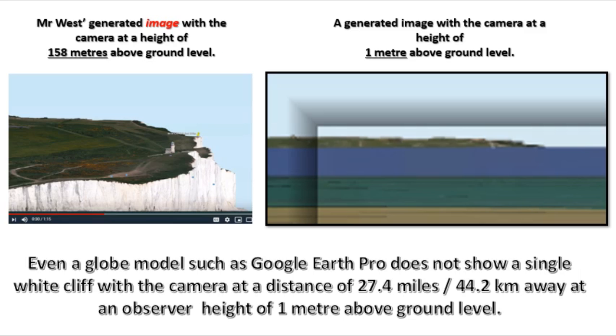Here the image is expanded. Mr. West's generated image with the camera at a height of 158 meters above ground level, and generated image with the camera at a height of 1 meter above ground level. Even a globe model such as Google Earth Pro does not show a single white cliff with the camera at a distance of 27.4 miles, 44.2 kilometers away, at an observer height of 1 meter above ground level.